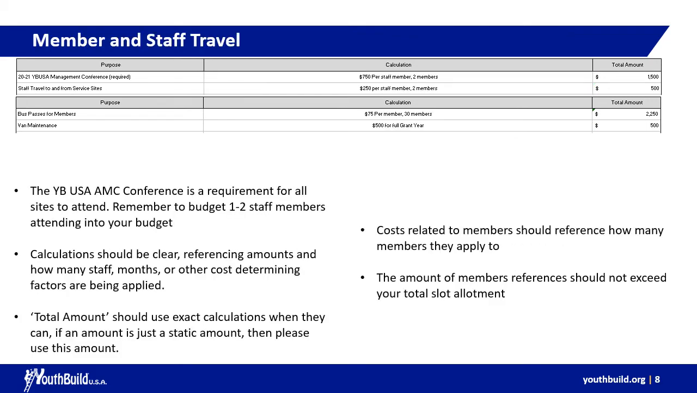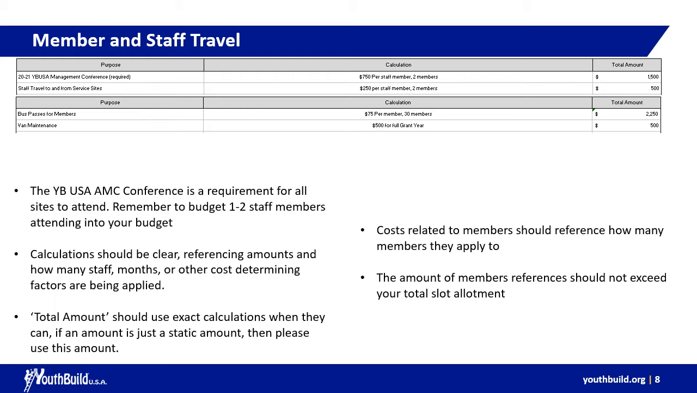The member and staff travel sections should be used for all costs that are associated with travel that is explicitly for AmeriCorps activities. This can include travel to and from service sites or any vehicle costs that are associated with AmeriCorps activities. This includes the AmeriCorps Management Conference, which is a requirement for all sub-grantees to attend. As always, calculations should be clearly labeled and descriptive.